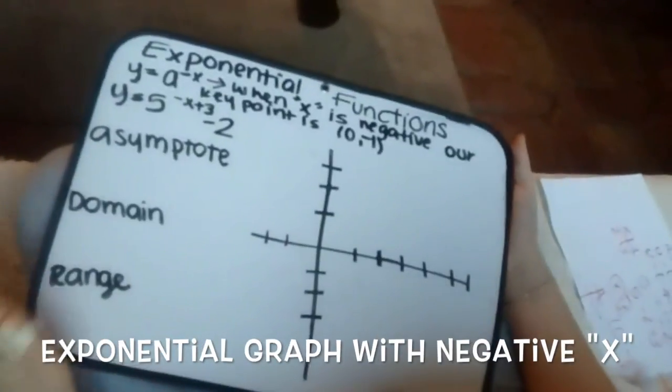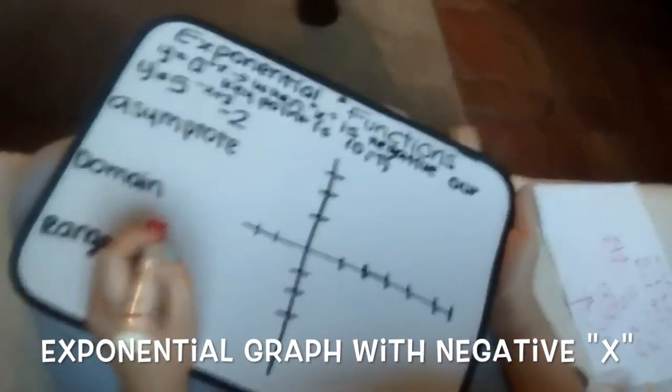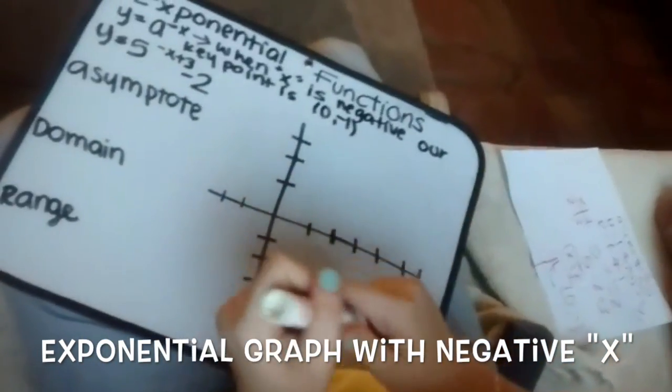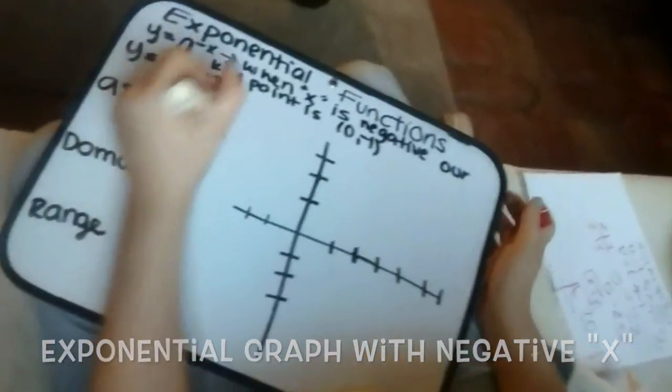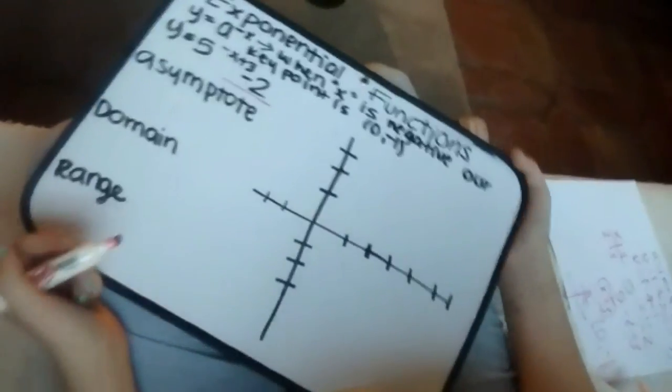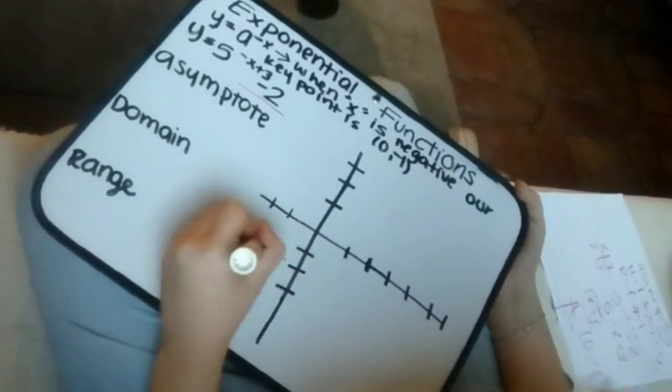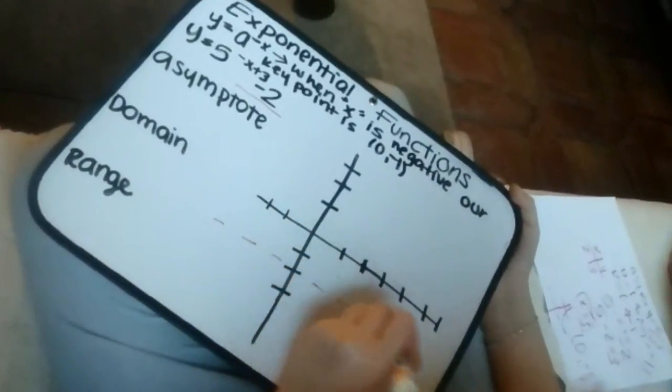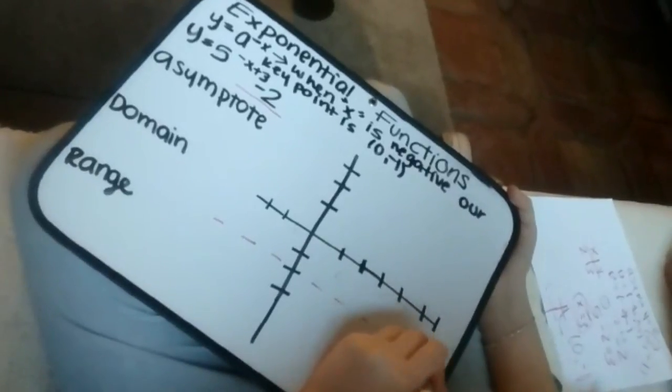Let's see an example where the x is negative. For example, y equals 5 to the negative x plus 3, minus 2. This minus 2 shows our asymptote. So our asymptote will be y equals negative 2.